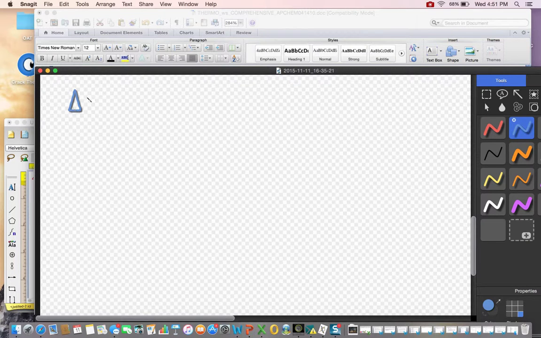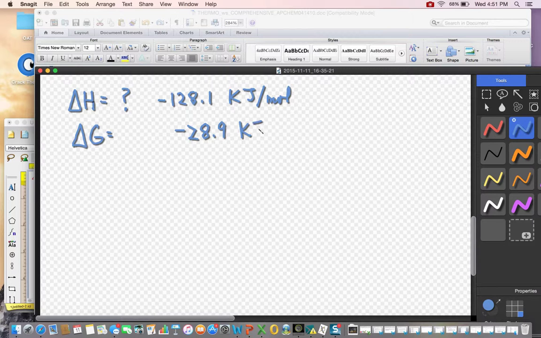If I find delta H, and I'm fortunate in this regard because delta H is actually given to me in the data, it is minus 128.1 kjoules per mole. We just computed delta G in part A. That was minus 28.9 kjoules per mole. I know that the temperature is 298 Kelvin.